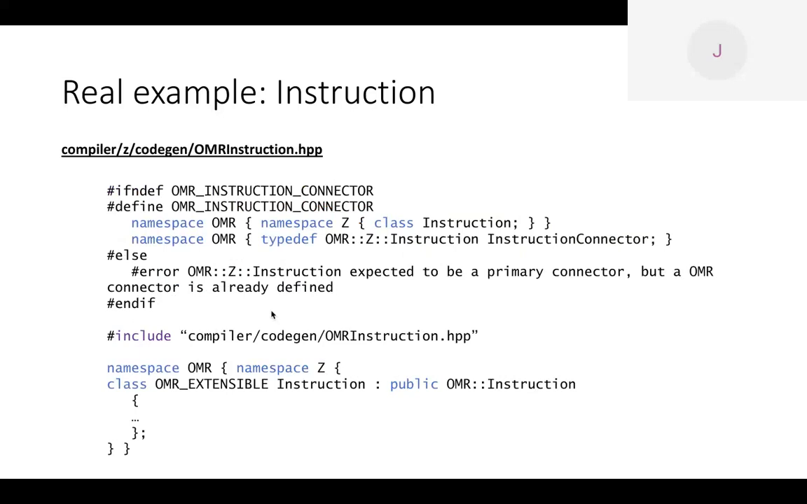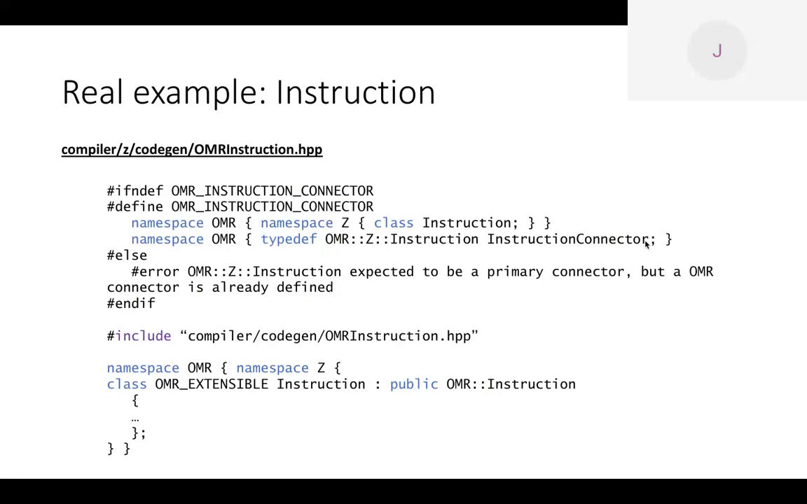So we're still in the OMR project. And let's say now that we actually wanted to provide an architecture specialization. So in this case, we wanted to provide a Z architecture specialization. So that's fine. The first thing that we need to do, just like the other file, is to create a connector. And notice how the name of the connector is still the same. It's in the OMR namespace. It's called instruction connector. So the name is still exactly the same as it was in the base OMR instruction.hpp.